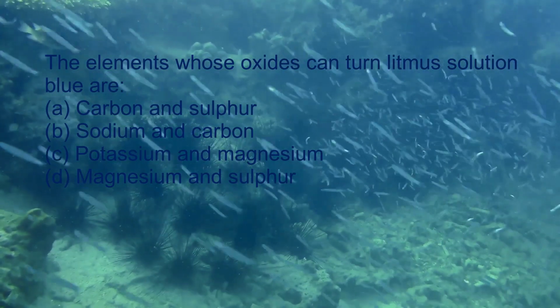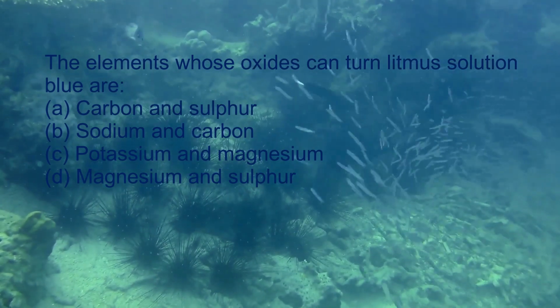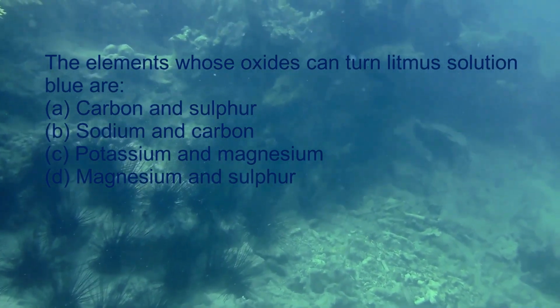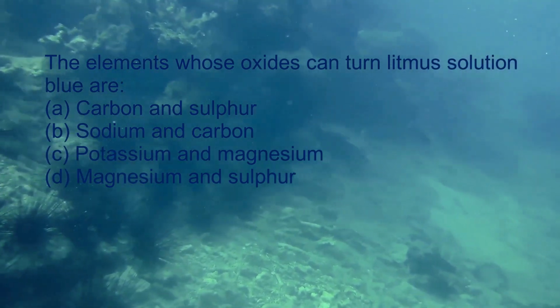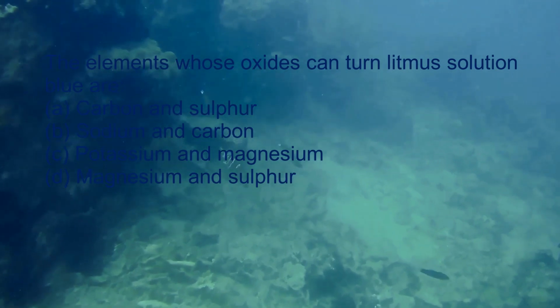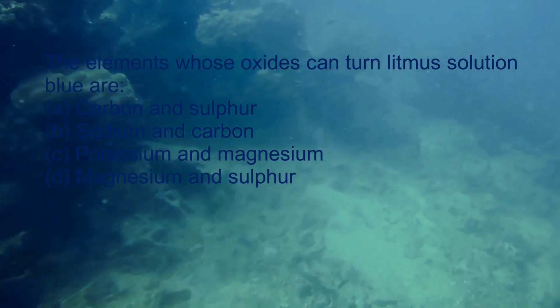The elements whose oxides can turn litmus solution blue are: A. Carbon and sulfur, B. Sodium and carbon, C. Potassium and magnesium, D. Magnesium and sulfur. Solution: option C. Potassium and magnesium is the answer.